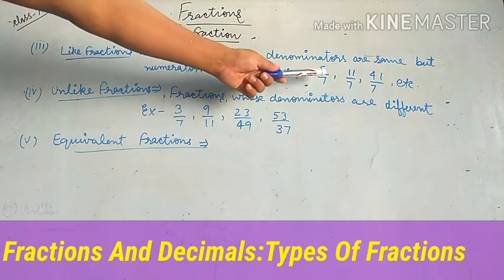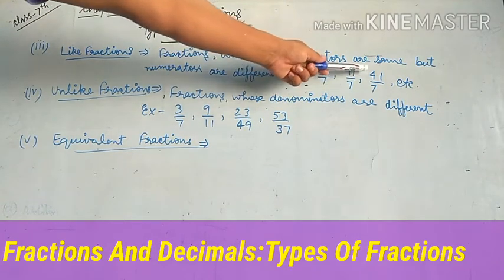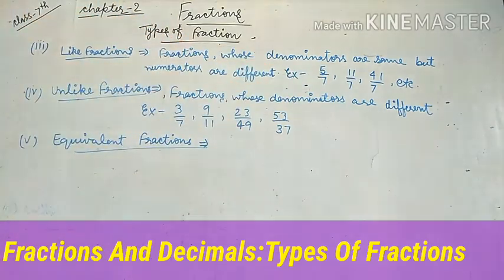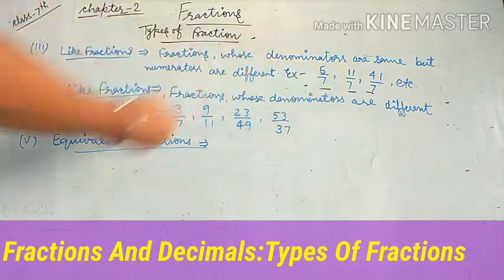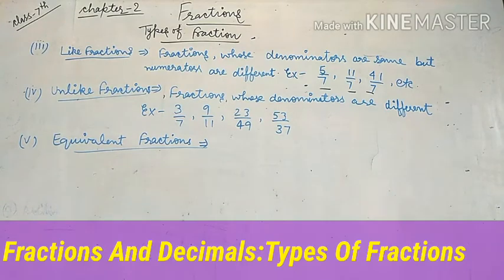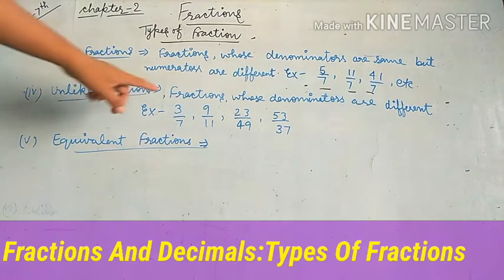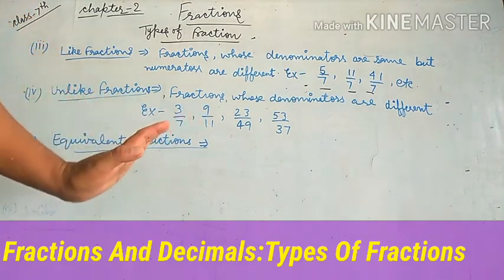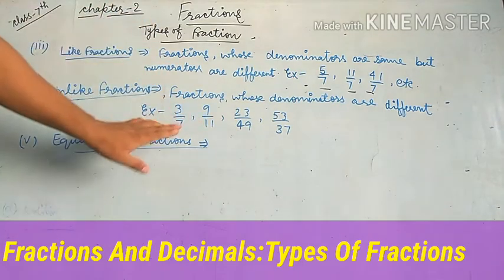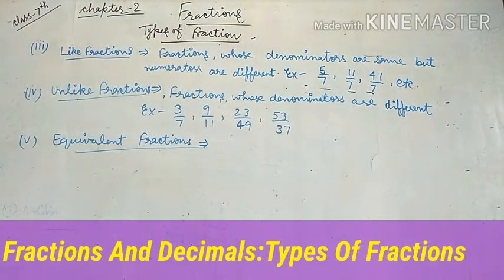Look at the example: 5 upon 7, 11 upon 7, 41 upon 7. What is the same here? There is one thing that is the same. You are seeing clearly on the screen, the 7, 7 and 7. Okay? Unlike fractions. As you know, this is like, this is unlike, so this will be just the opposite of like fractions. Fractions whose denominators are different. But it is not a condition that the numerators will be the same. Only denominators are different. Okay?